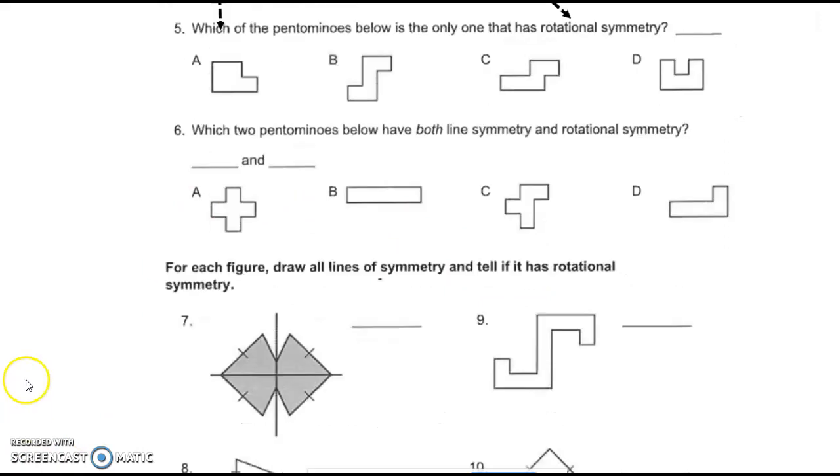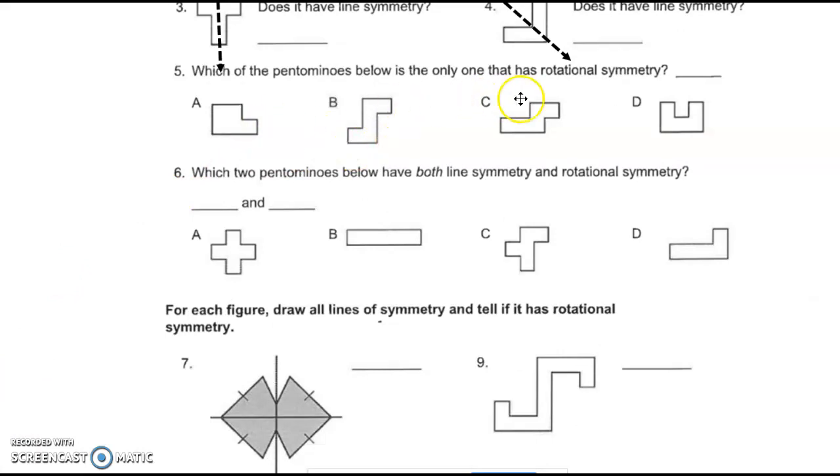And number 5, which one of those has rotational symmetry? What do you think? I heard you say it. D. Okay, so that means if we found the center of this figure and rotated it around that center part way, it would fit. No, it would be B. The center of this figure is about right there. If we rotated it this direction, it would fit about halfway through, right? At 180 degrees it would fit. So B is the only one with rotational symmetry.